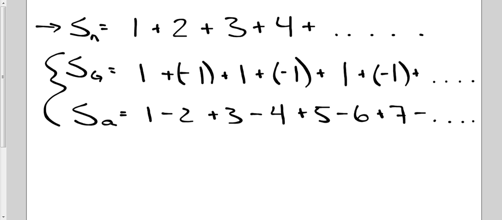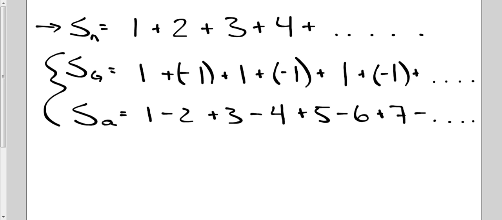This one, S sub g, g is given for the name of the guy who discovered this series. His name was Grandi. He was an Italian monk and a mathematician back in the Renaissance era. But this series is 1 plus negative 1 plus 1 plus negative 1 plus 1 plus negative 1. What would the next one be? And the one after that? Plus negative 1, okay? That's the Grandi series. And going on for how long? Dot, dot, dot.